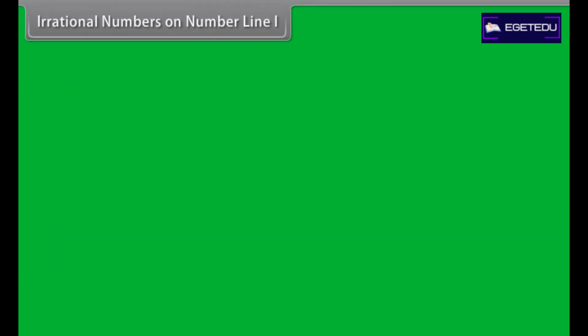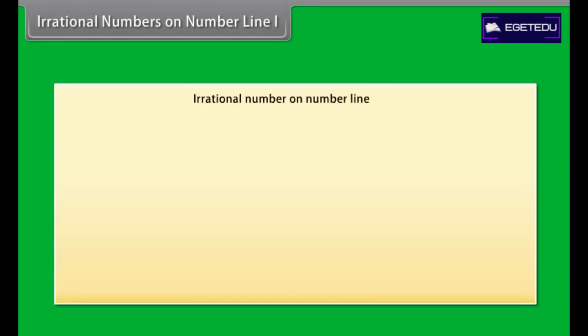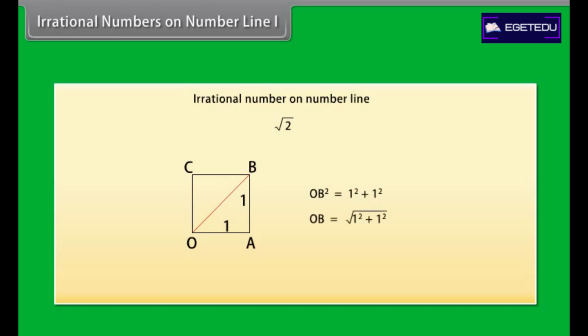Irrational numbers on number line 1. Now we will learn to locate an irrational number on a number line. Let us see where square root 2 is located on a number line. For this, we will first consider a unit square OABC with each side 1 unit in length. Now by using the Pythagoras theorem, OB squared is equal to 1 squared plus 1 squared, or OB is equal to square root of 1 squared plus 1 squared, which is equal to square root of 2.